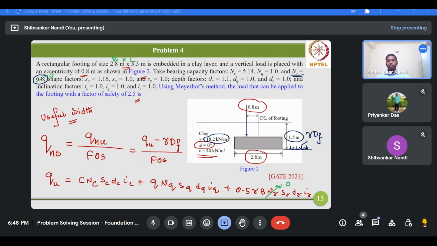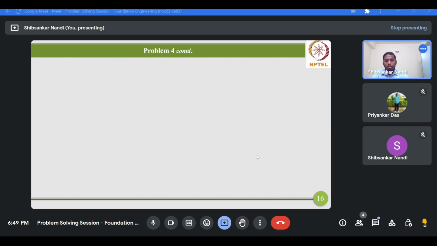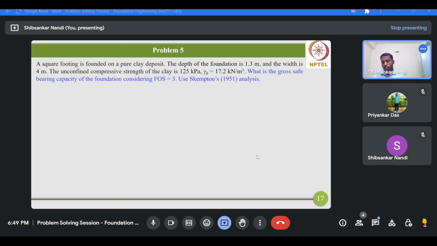Through this problem, we have seen how to modify the original dimension of the given footing when there is an eccentricity of the applied load. And you have to be very careful in modifying the dimensions as per the nature of eccentricity, whether it is a case of one-way eccentricity or two-way eccentricity. Okay, I hope there is no confusion or doubt. We will take our next problem, that is problem 5.